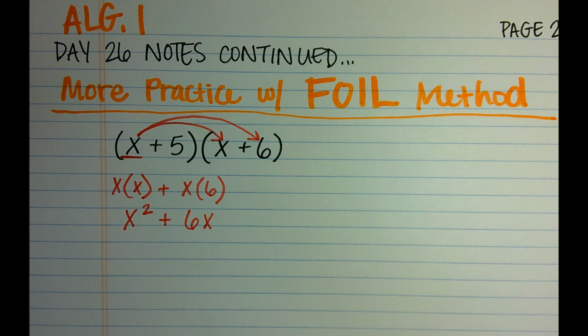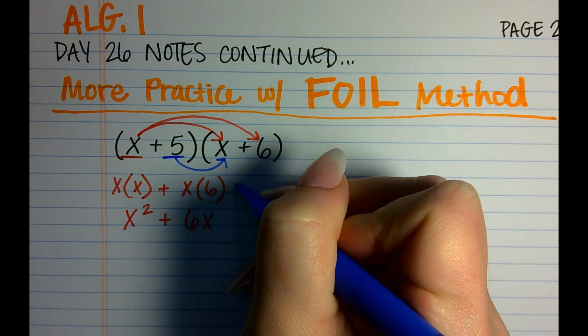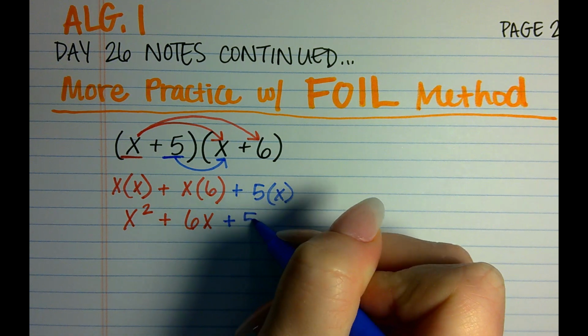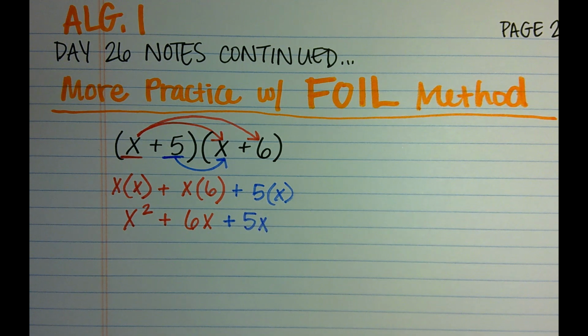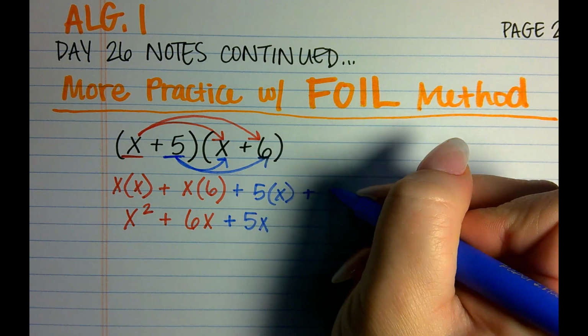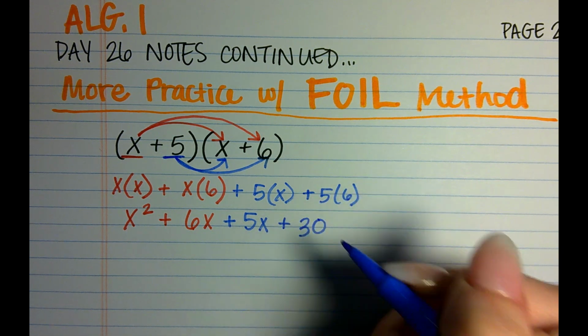All right, we have distributed our first term. We have done the first and the outer. Now we need to distribute the second term and do inner and last. So what's my next step? 5 and x. Yes, we'll do 5 times x, which is what? 5x, good. And what's our last step? 5 times 6, my last terms. So 5 times 6, what does that give us? 30. Good.